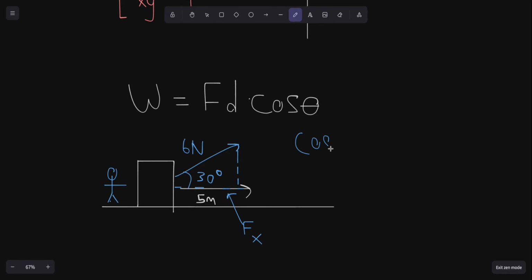So let's find the cosine of this angle. Cosine of 30 is going to be equal to the adjacent side divided by the hypotenuse. And so we get that the force in the x direction is equal to our original force times cosine of the angle. Hence why we have this cosine in the work formula. This F cosine theta part ensures that whatever force you're looking at is in the same direction as our displacement. It's kind of like a similarity measure: how much of this force vector is actually going into the direction of our displacement?